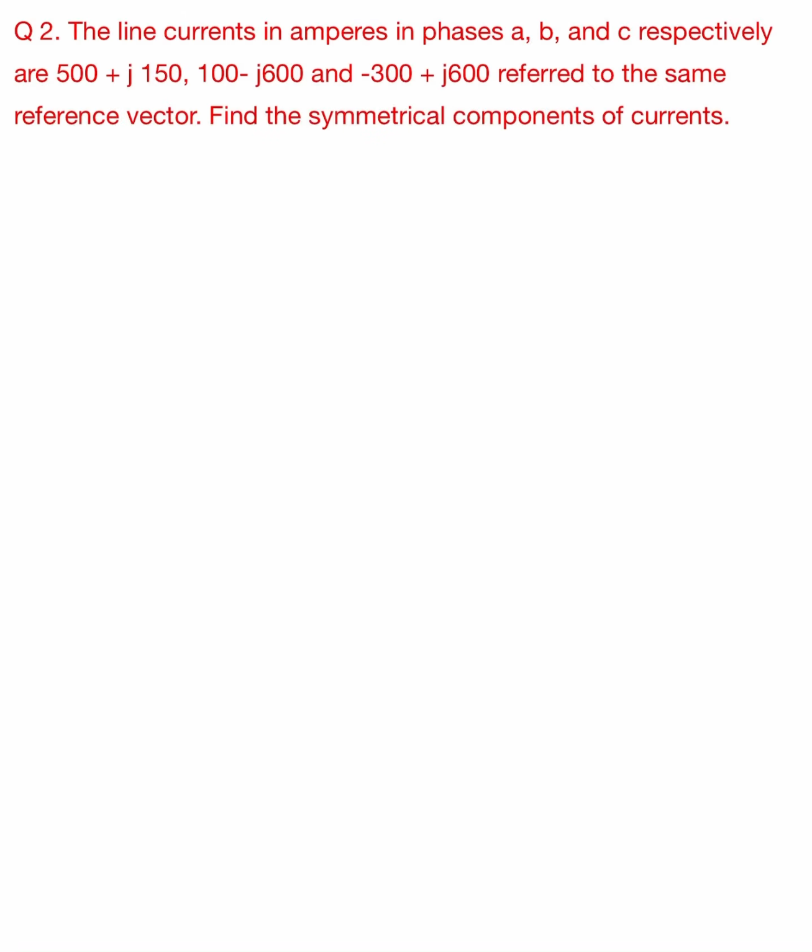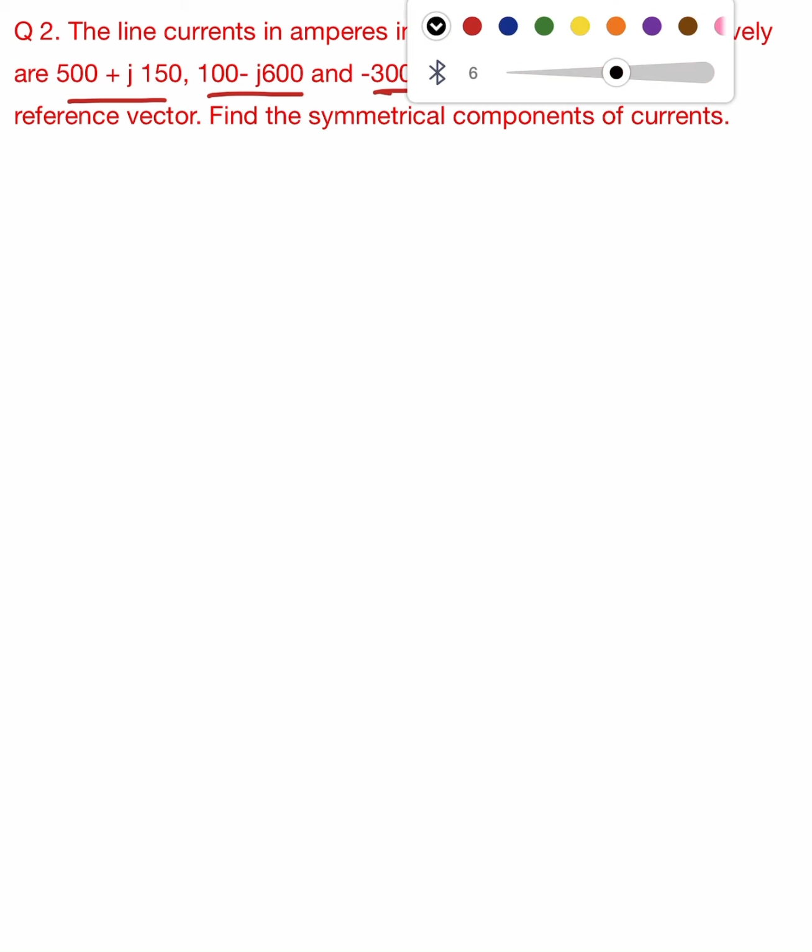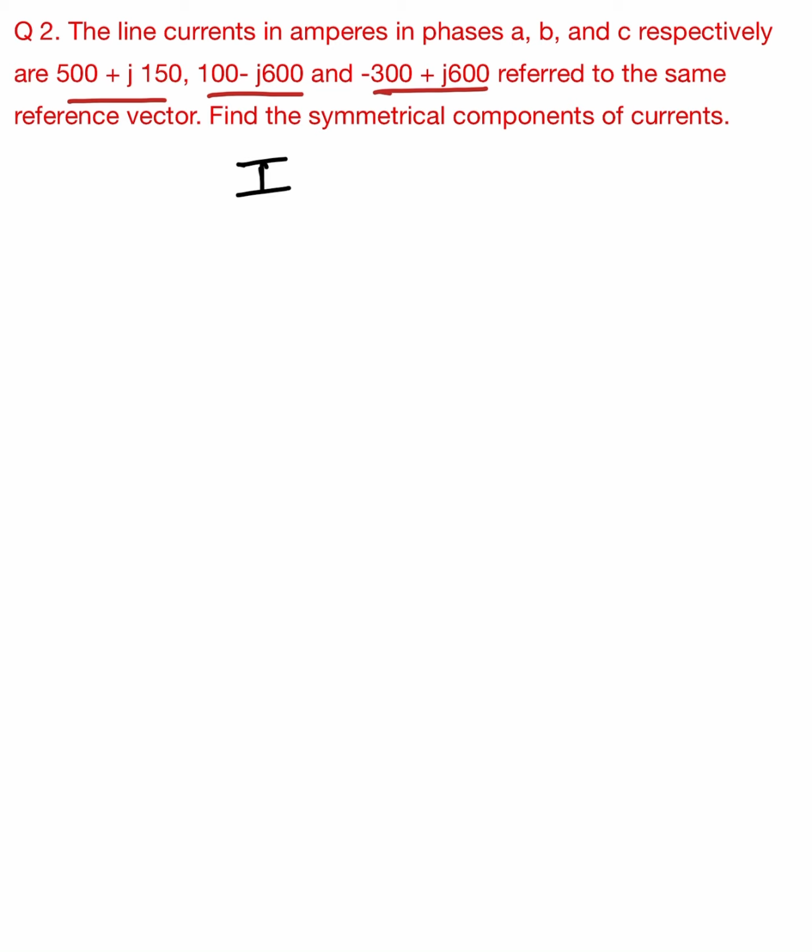The next question is that the line currents in amperes, that is phase A, B, C respectively, are given as 500 plus j 150, 100 minus j 600, and minus 300 plus j 600. Refer to the same reference vector and find the symmetrical components of the current. Here the same reference vector is used, there is no lead or lag mentioned in the question.